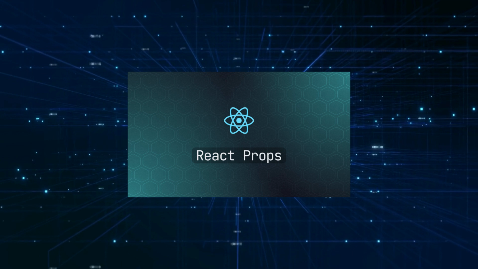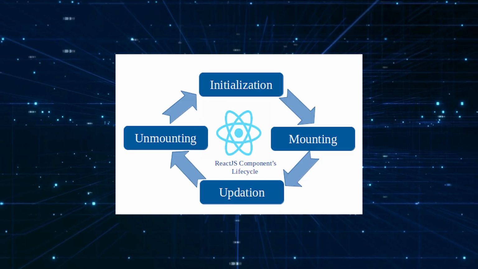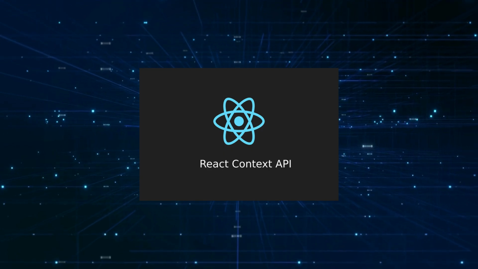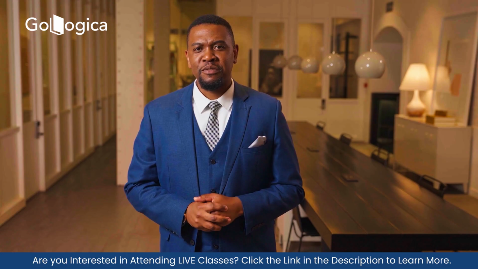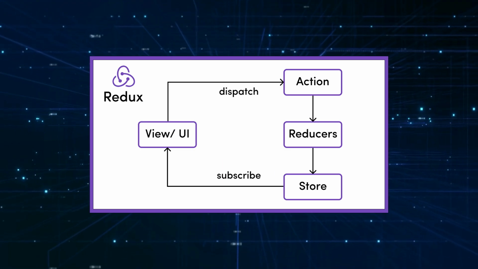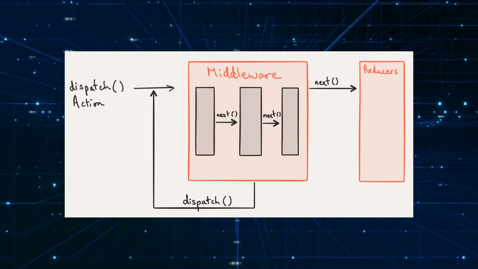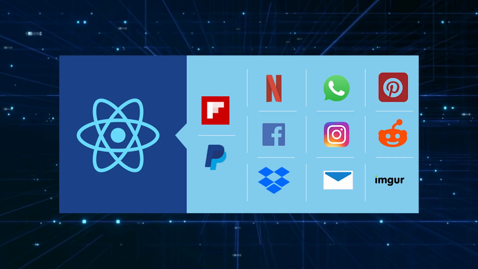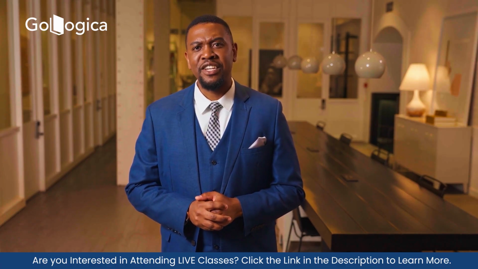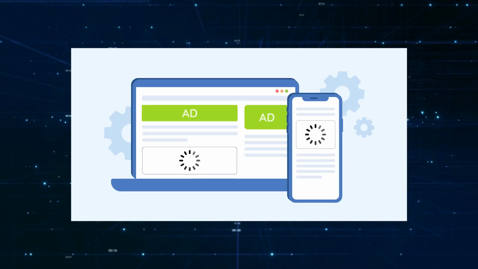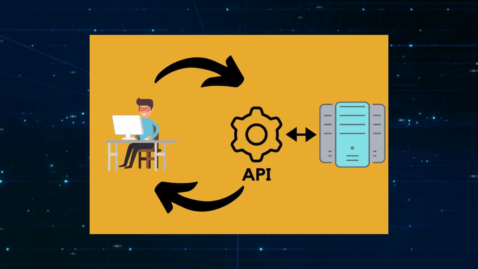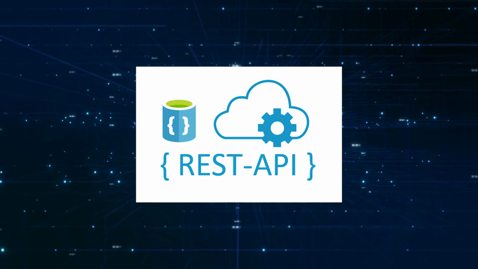Throughout the course, you will cover essential topics such as JSX, components, props, state, and lifecycle methods, along with advanced concepts like React hooks, Context API, and React Router. The training also includes Redux fundamentals, covering actions, reducers, the store, middleware, and their integration with React applications. Additionally, you will learn performance optimization techniques such as lazy loading, code splitting, and React.memo, as well as how to manage API calls efficiently using REST APIs and GraphQL.